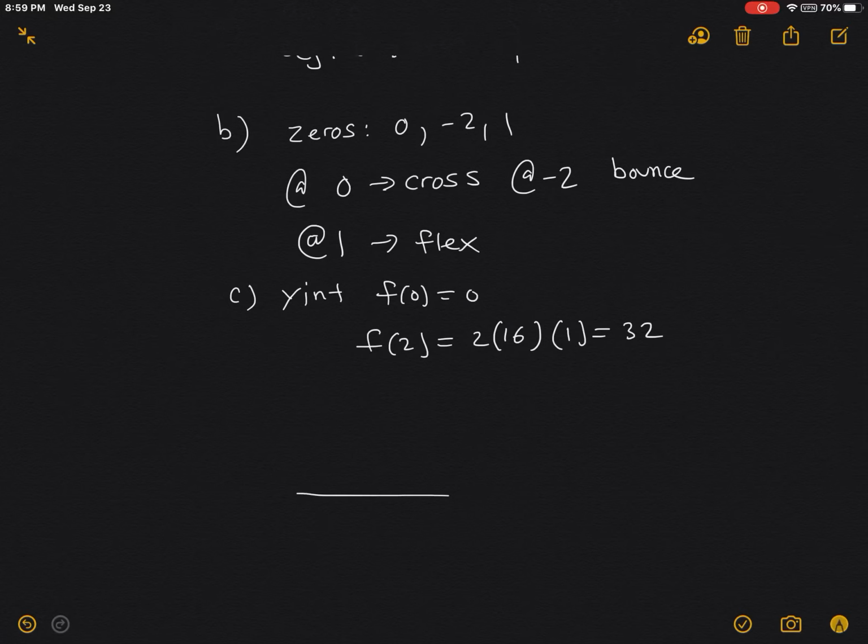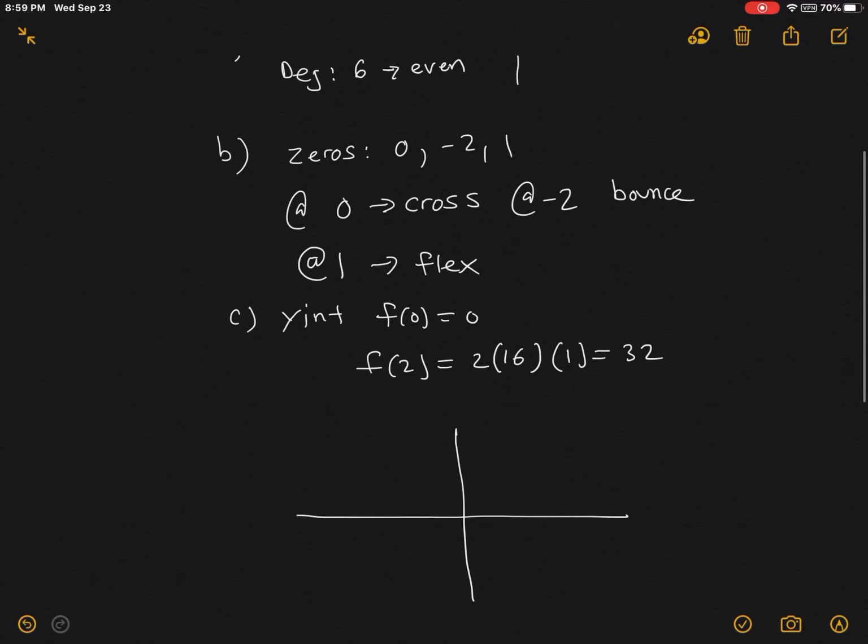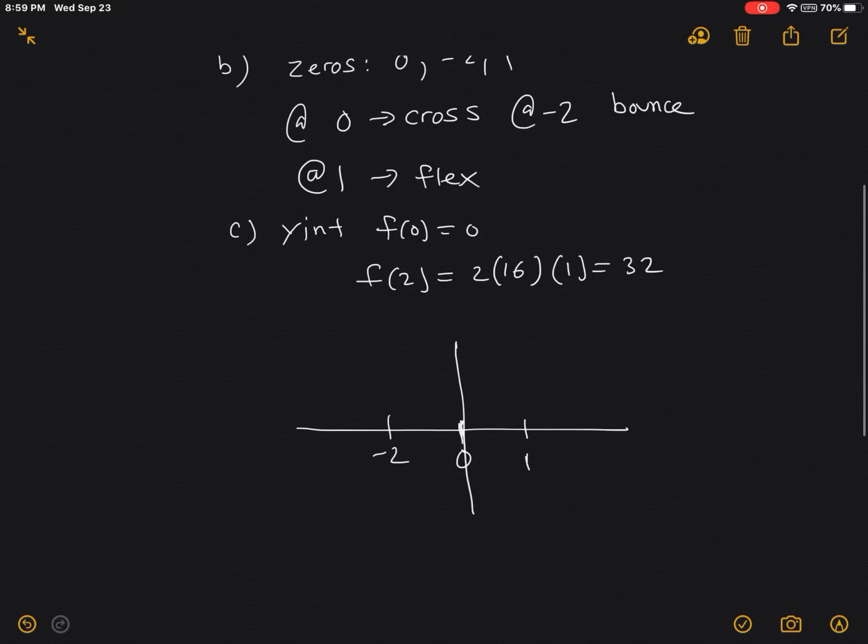All right, so let's put everything together. This is not going to be drawn to scale. So I already know my end behavior, and I know my zeros. My zeros are 0, -2, and 1. And I'm going to draw my end behavior. It's going to rise on the left and rise on the right. Now, when I go from left to right across the screen, the first zero I encounter is at -2, but it's going to be a bounce. I'm going to bounce this way.